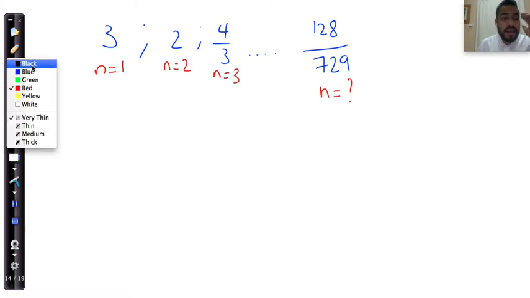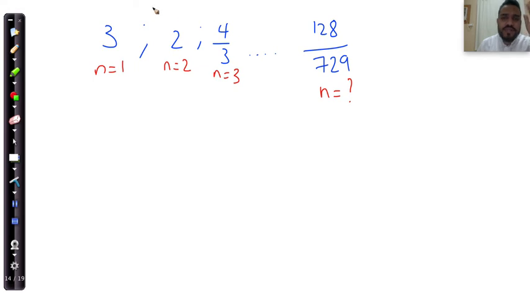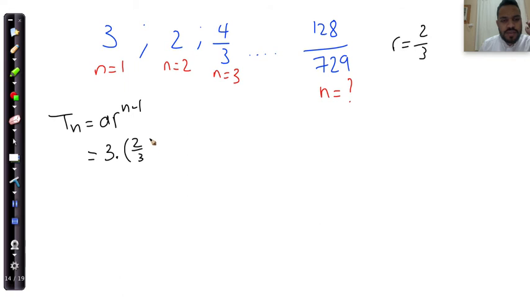Okay. In all these cases, you need to first find the general formula. And once you've found the general formula, then you can do direct application of the questions in terms of the general formula, right? So let's write down the general formula, which is Tn equals A. A is going to be 3. I'm just going to write it out in full for now, A R to the n minus 1. We've solved for R, where we said R is equal to 2 over 3 in the previous slide. So that's 3 times 2 over 3 to the power of n minus 1.